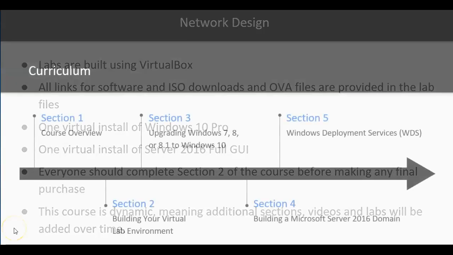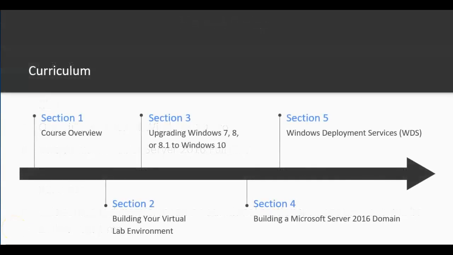So let's quickly go over the curriculum. Section 1 is your course overview, which is where you're at now. Section 2 is building your lab environment. And Section 3 is how you can upgrade Windows 10 from a Windows 7, 8, or even an 8.1 machine. Section 4 is building a Microsoft Server 2016 domain. And Section 5, the Windows Deployment Services.